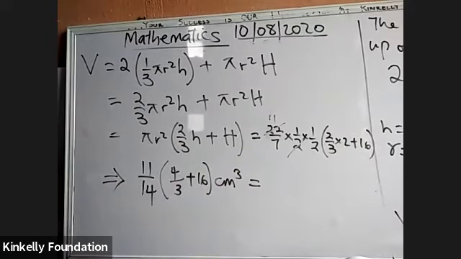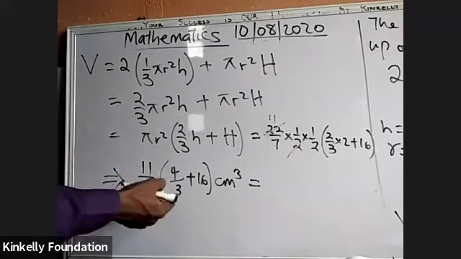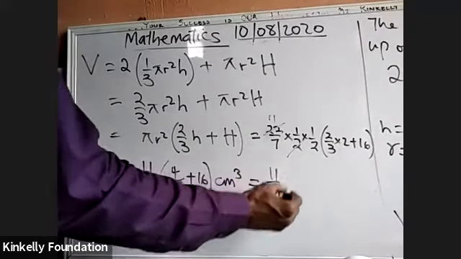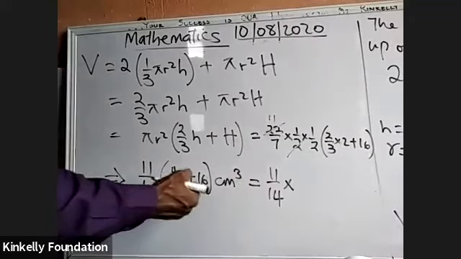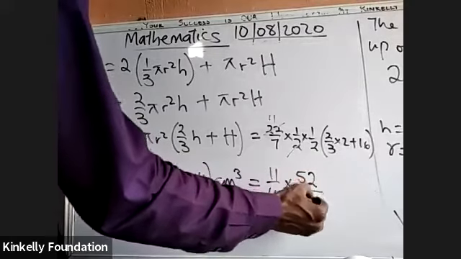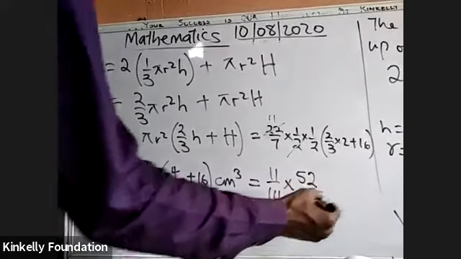Okay. Let us complete and sum this thing to give us what? 11/14 times, this is 48 plus 4, 52 over 3. Let's see what will happen.